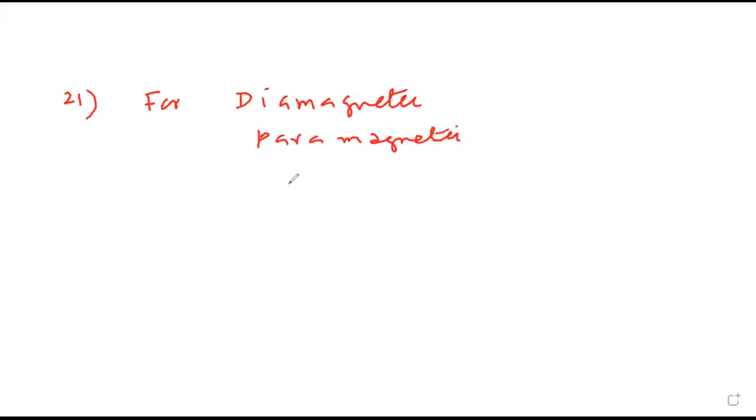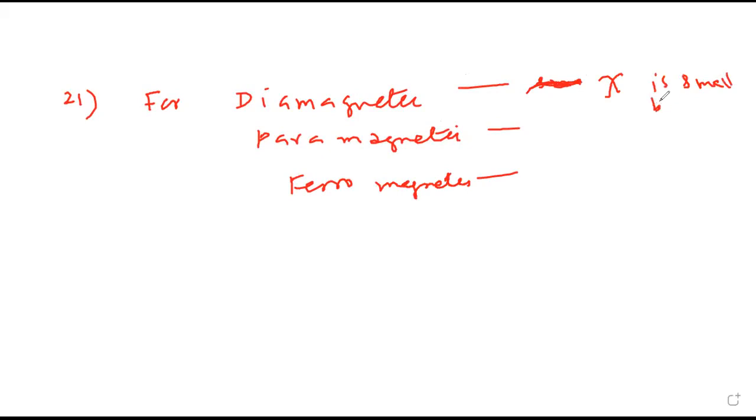Susceptibility is positive and large for which one? There are three types of substance we are going to study: diamagnetic, paramagnetic, and ferromagnetic. For diamagnetic, susceptibility chi is small but negative.